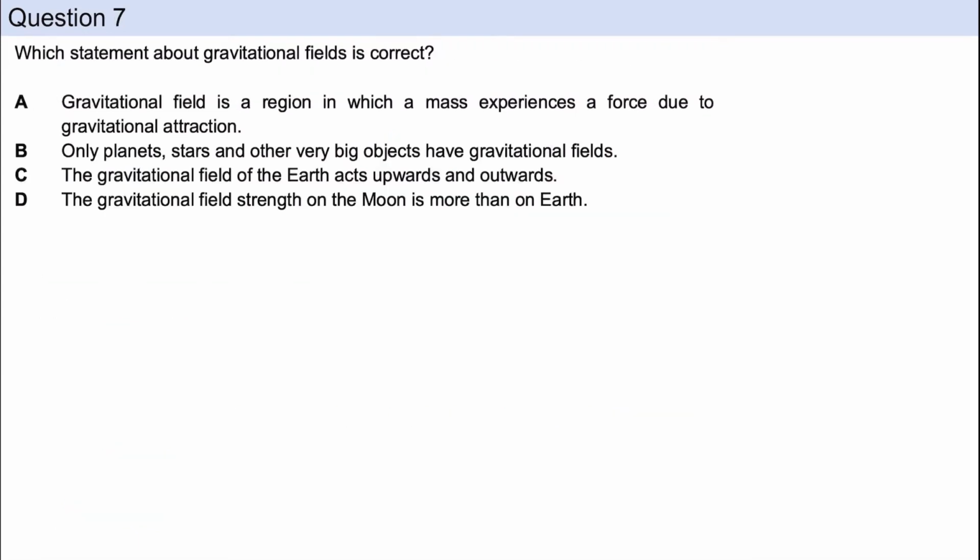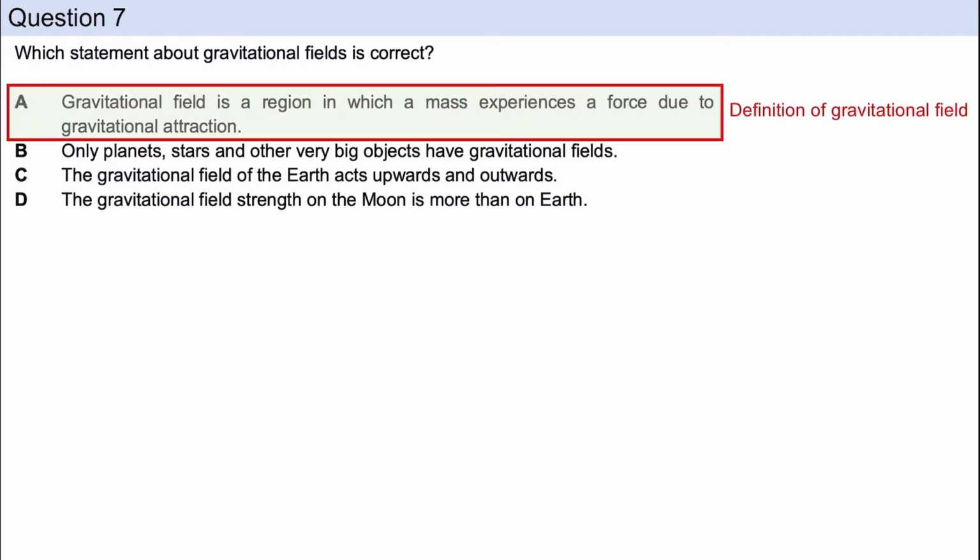Question 7 asks for the definition of a gravitational field. Here, a gravitational field is defined as a region in which a mass experiences a force due to gravitational acceleration, and that is the definition of a gravitational field. So any object with mass will have a gravitational field.